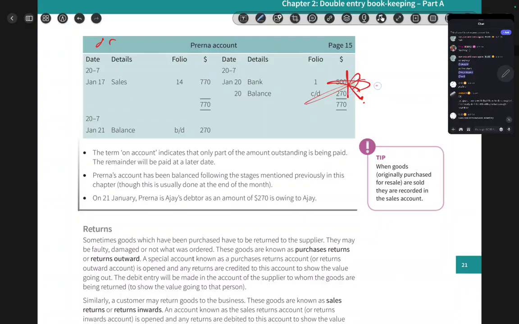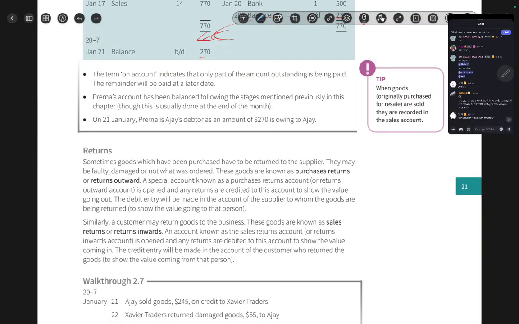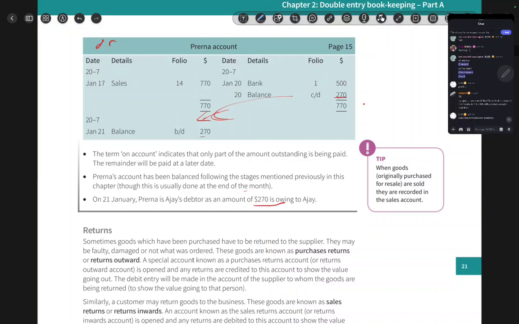But when you balance the account, that thing becomes easier for you. We made a sale of total 770 and we received 500, so of course we have 270 left and we bring that to the next month. Prerna's account has been balanced following the stages mentioned previously, usually done at the end of the month. Prerna is Ajay's debtor and an amount of 270 is owing to Ajay.